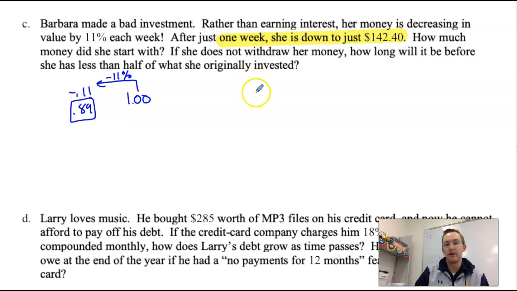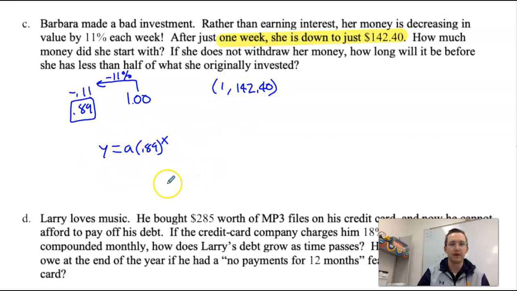So again, we talked about already that x is the number of weeks, y is the amount of money that she has. So basically that highlighted section tells us we have an ordered pair of 1 and 142.4. So if we know our equation so far is y equals a times 0.89 to the x, we just have to plug in x and y, and we can solve for our intercept.